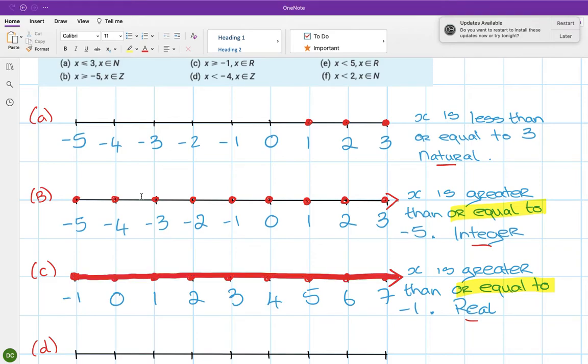So there you go. So it's not just the whole numbers, it's all the numbers. Okay, D we can just about see there.